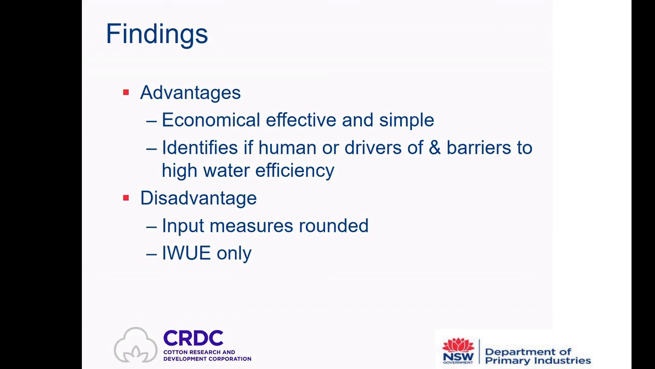The disadvantage of this technique is it measures inputs which are rounded, and you can see from the diagrams that things tend to be in straight lines. That's because things get rounded to the nearest megalitre when they are recorded. It also measures only irrigation water use efficiency, but we could have a guess at the GPWUI by adding rainfall to irrigation water.